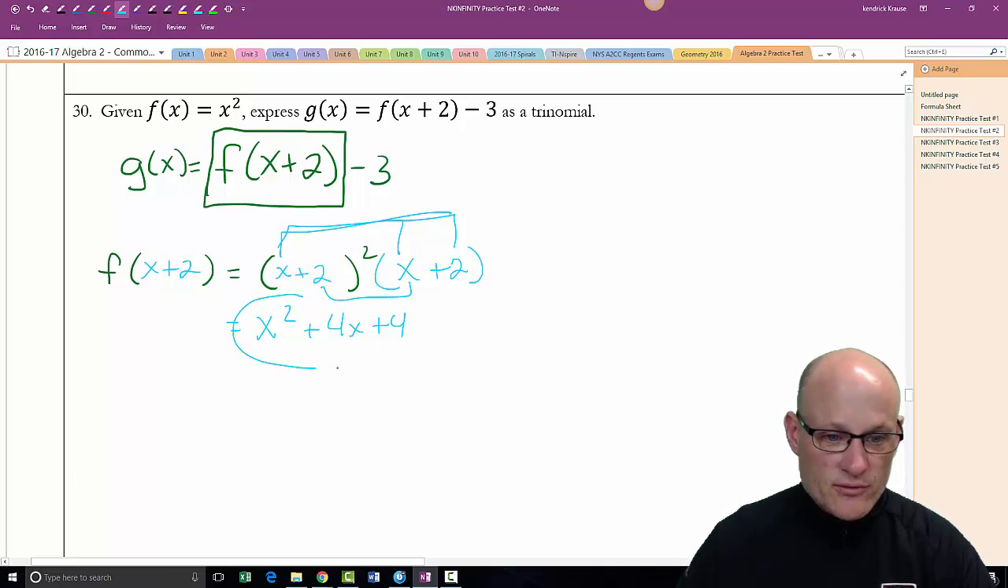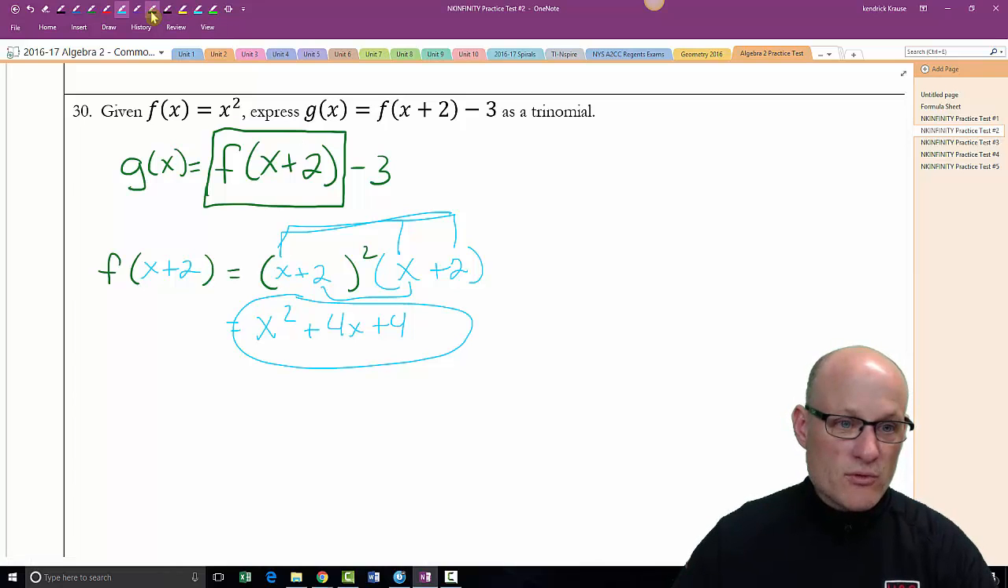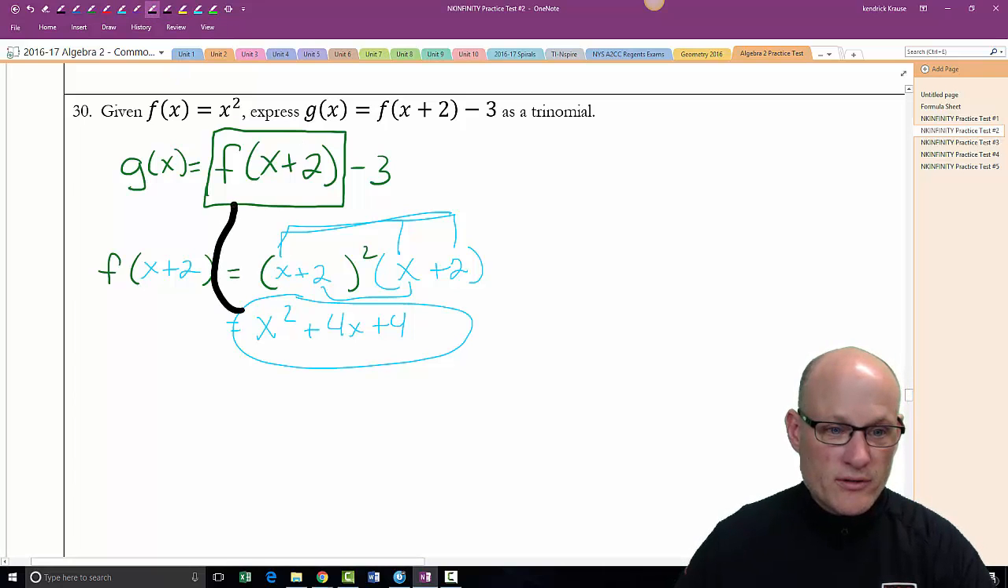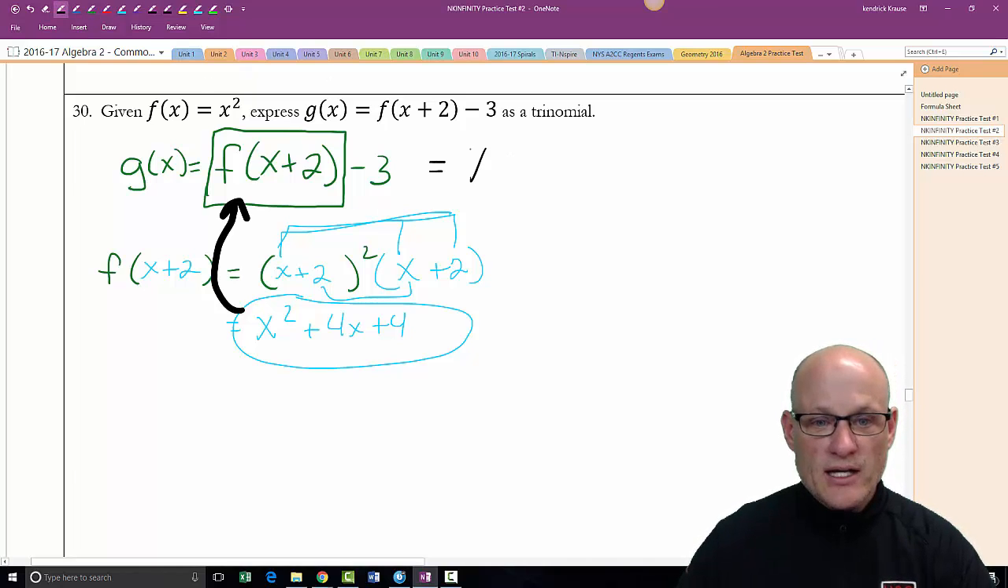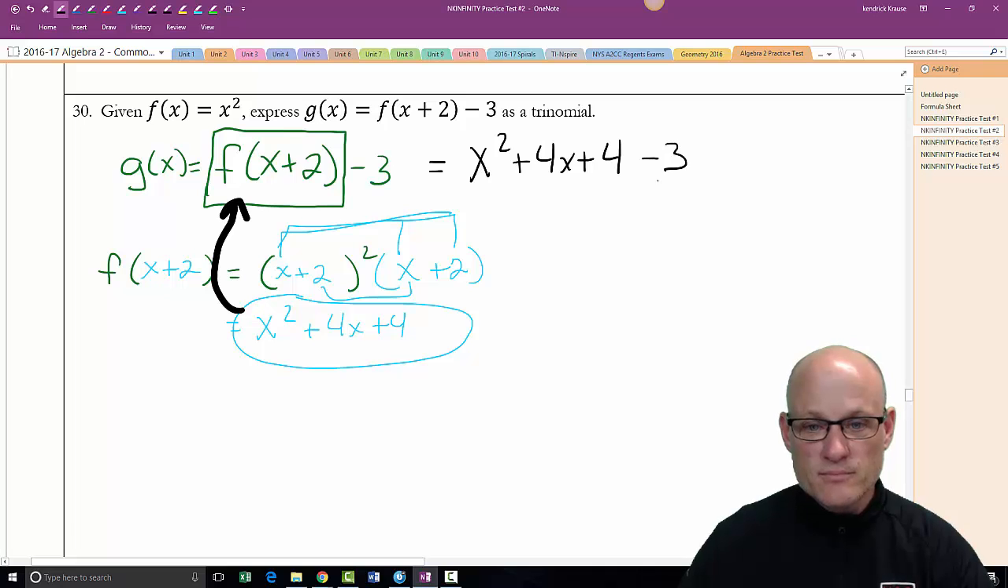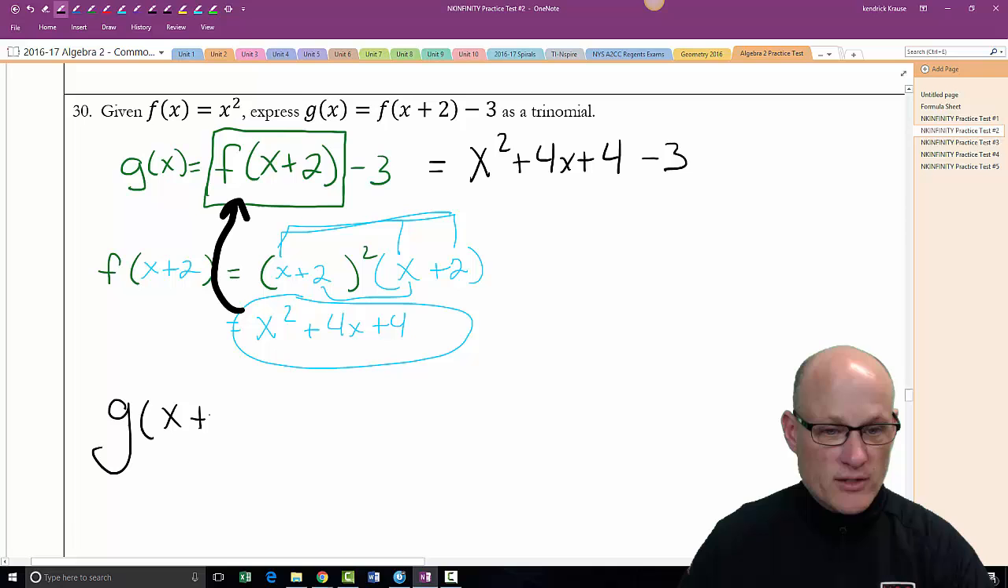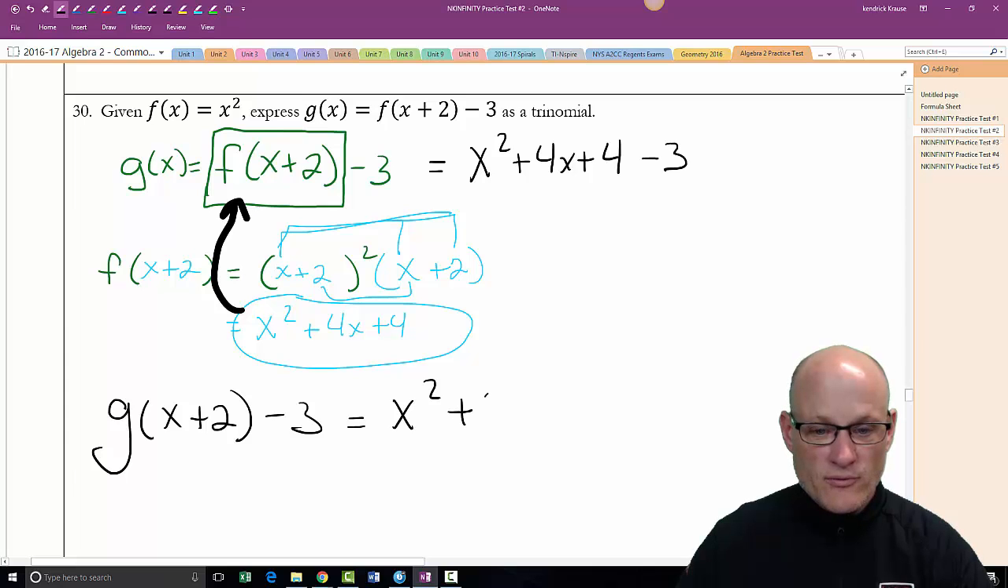So this is really going to replace this. So what is this thing equal to? Well, this is equal to x squared plus 4x plus 4 minus 3. So final answer, g of x is equal to x squared plus 4x plus 1.